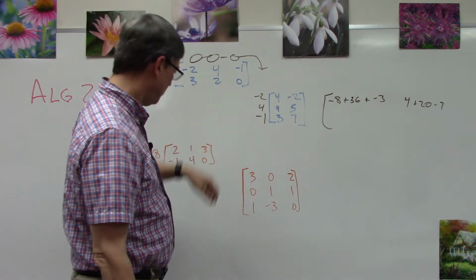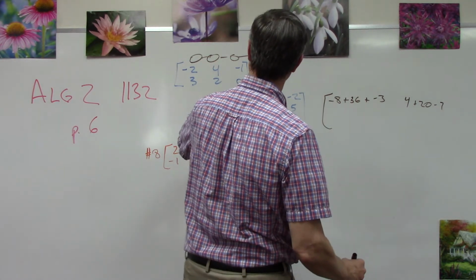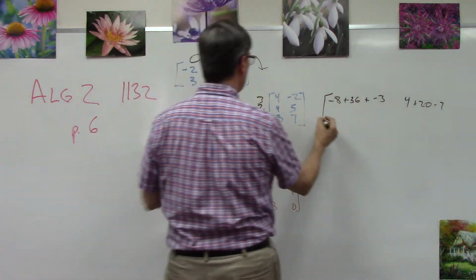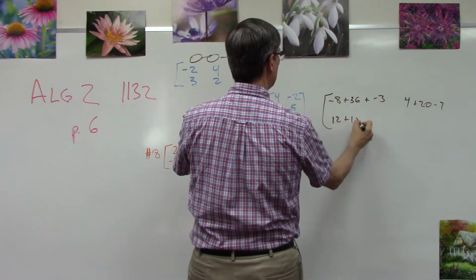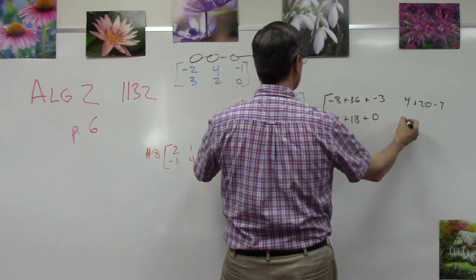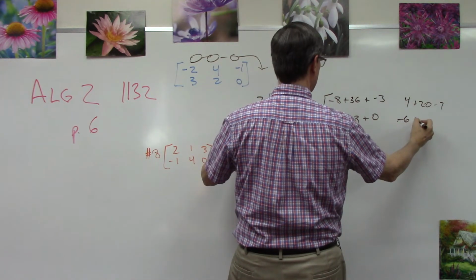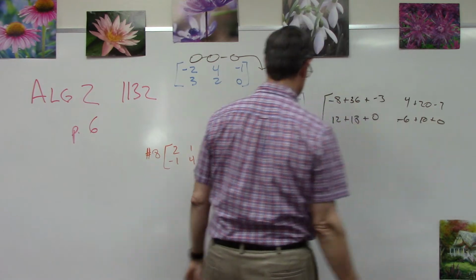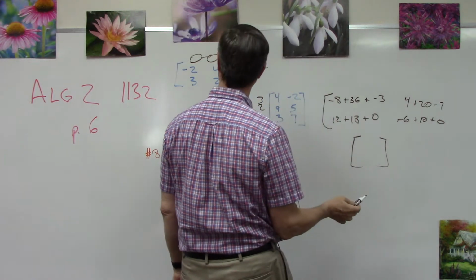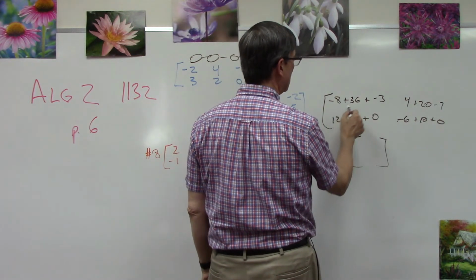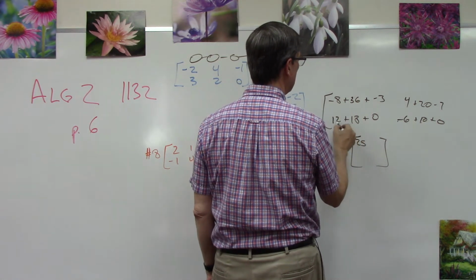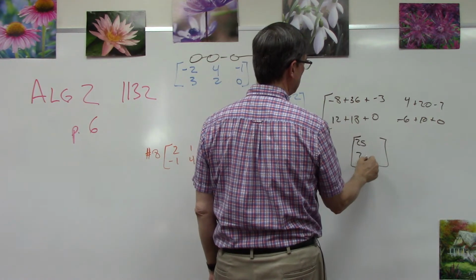Then we'll do the bottom row. So let's drop the bottom row in here. So the 0 goes on the bottom, 2, 3. And then we'll multiply. 3 times 4 is 12. 18, 0. And then we'll do this one over here. So -6, 10, 0. So when we put these all together, we're going to have -11, so 25. And then down here, 12 plus 18 is 30.